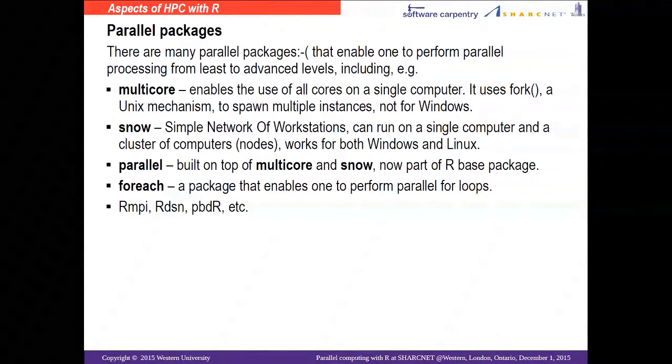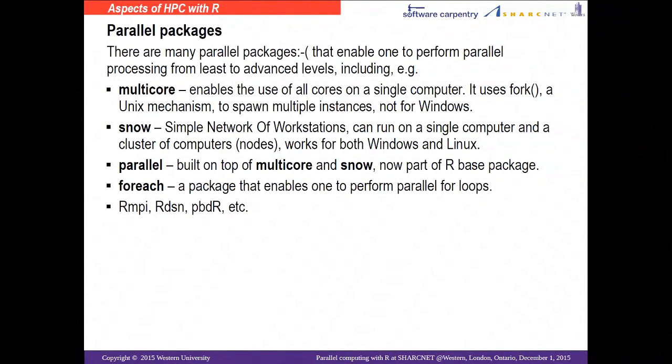Now, there are a number of parallel packages that we can use, but unfortunately, there are many. Sometimes if there are too many things, that makes the decision of picking one difficult. There are a number of packages: multicore, which enables the use of cores on a single computer, or SNOW, which stands for Simple Network of Workstations, which allows you to run the R code on a single computer or a cluster of computers.